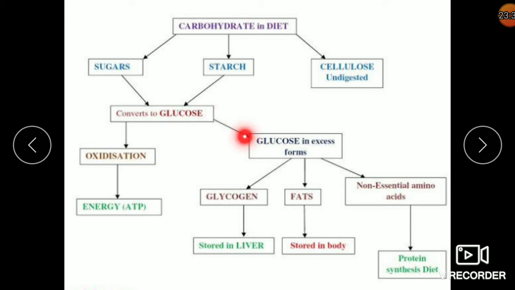Next, the excess glucose that is not converted to energy is stored in the form of glycogen, fats and non-essential amino acids. Now where is the glycogen stored in the body? In the liver. Fat is stored under the skin, the fats get deposited there, and non-essential amino acids help in protein synthesis, to synthesize the protein we are consuming. So that is all about our carbohydrates.